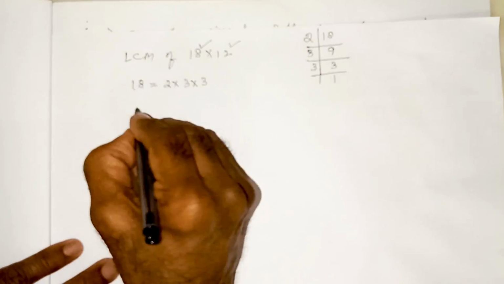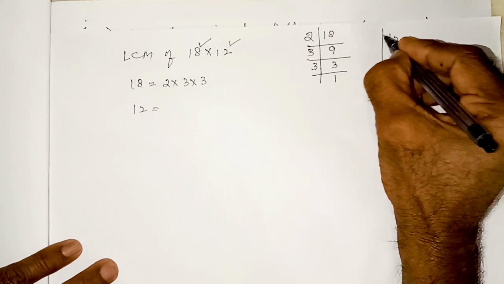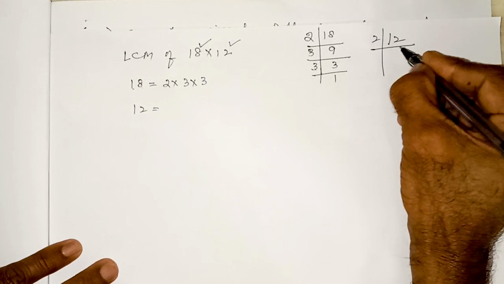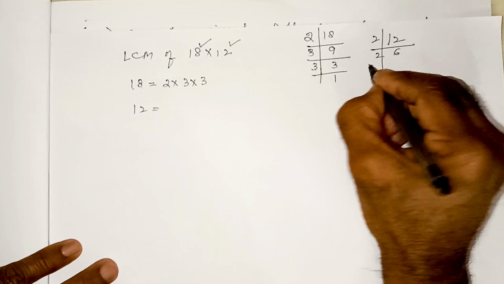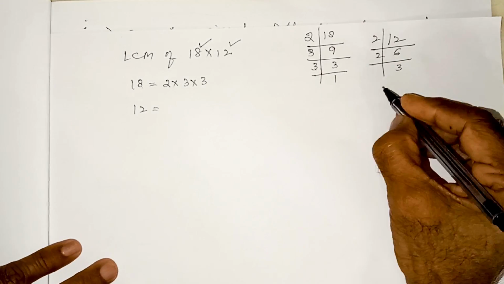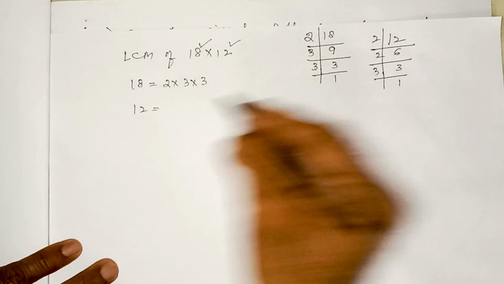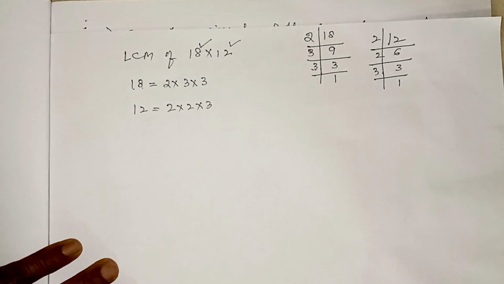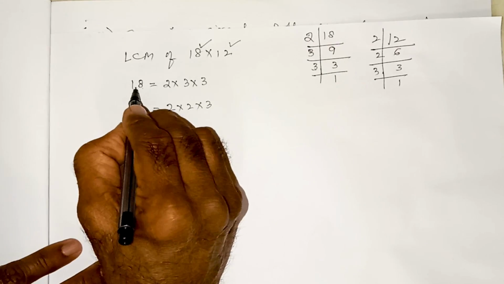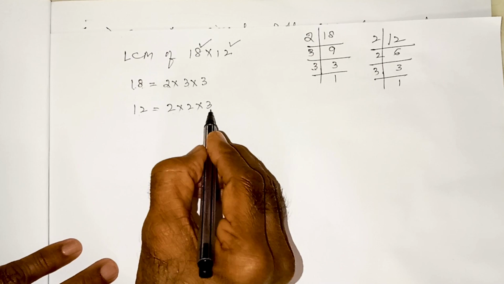Now 18 is over. Let us go for 12. Now we write down here 12. 2 into 6 is 12. 2 into 3 is 6. 3 into 1 is 3. So 2 into 2 into 3. These are the factors. 18 has 2 into 3 into 3 and 12 has 2 into 2 into 3.